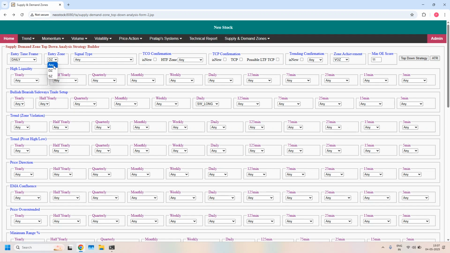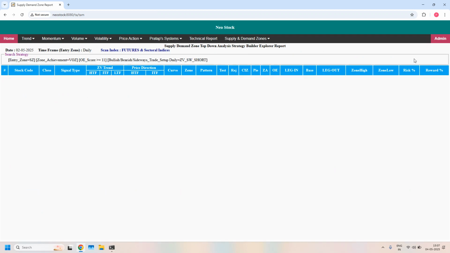Next, I am selecting sideways for entry time frame daily, and in bullish or bearish I am using sideways short. Remaining filters are the same, so let me filter the stocks. We don't have any stocks for the short trade setup for monthly income trade.